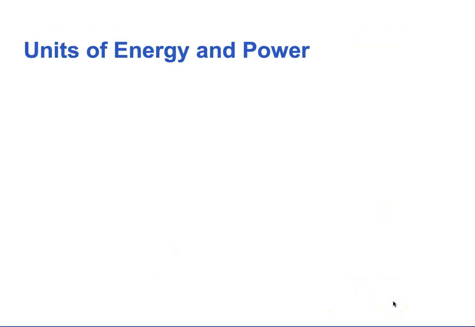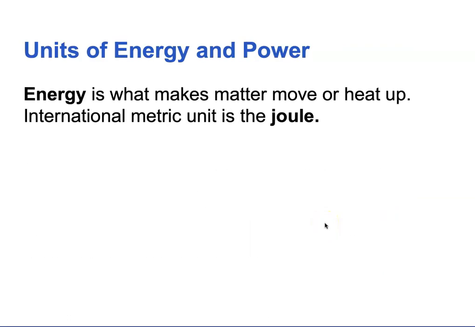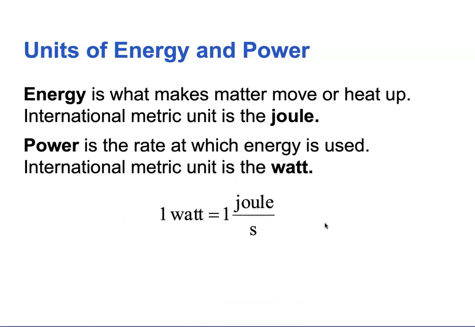Units of energy and power. Energy is what makes matter move or heat up. The international metric unit is called a joule. Power is the rate at which the energy is used. The international metric unit is called a watt. 1 watt equals 1 joule per second.